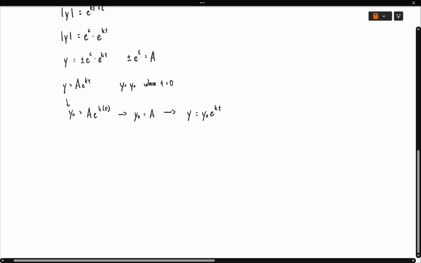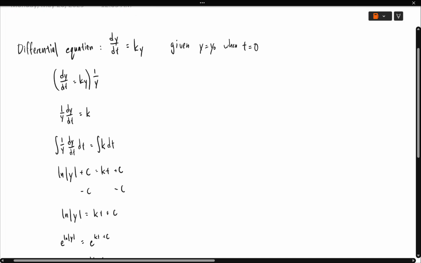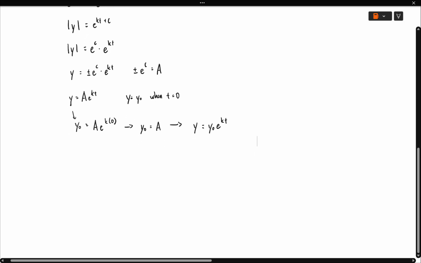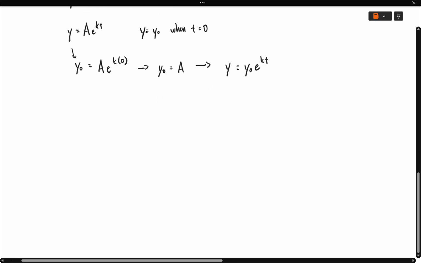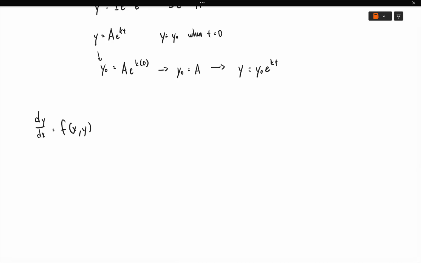Okay, so when deriving our general equation for an exponential change, we had to solve a differential equation, which is what this was, dy over dt equals ky. This one was pretty easy, but usually differential equations that we encounter are of the form dy over dx equals f of x, y. So this means that f is a function of both x and y. And a solution to such an equation is a function y equals y of x, where the derivative of y of x is equal to f of x, y.